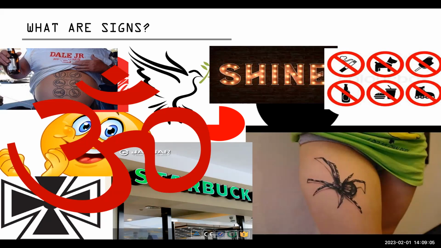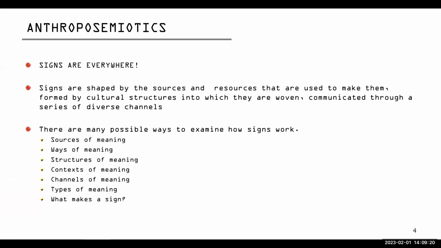So all of these are various signs. If you look around, you'll see so many signs around you. All you have to do is think about how each one actually evolved over time. And that is the study of semiotics in the simplest sense. So signs are everywhere. They are shaped by the sources and resources that are used to make them.